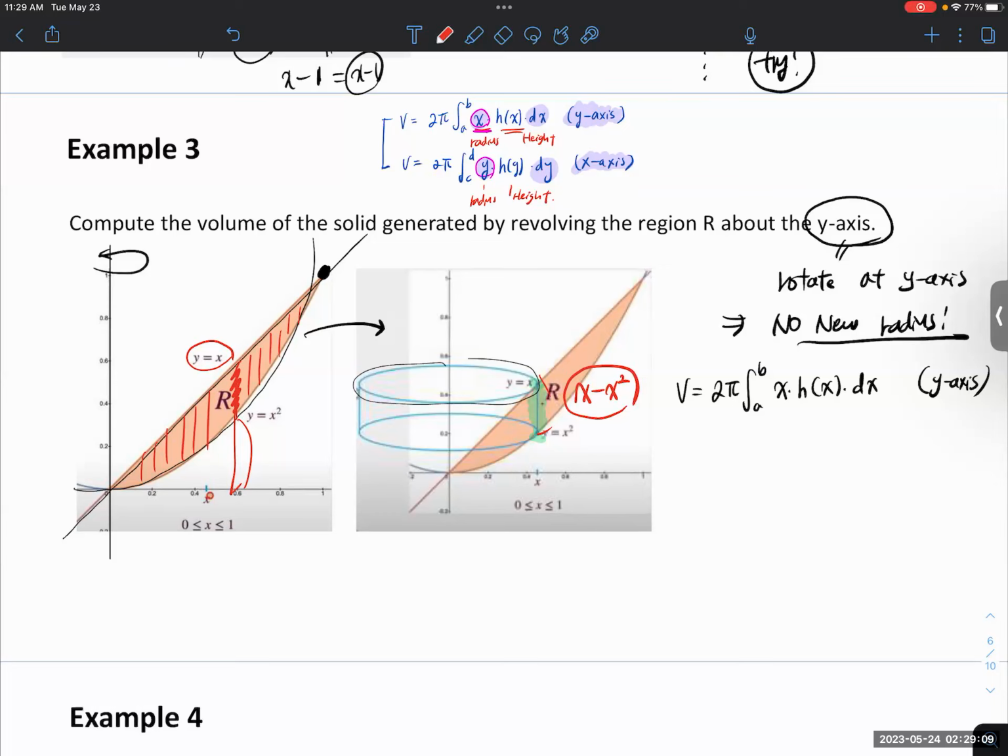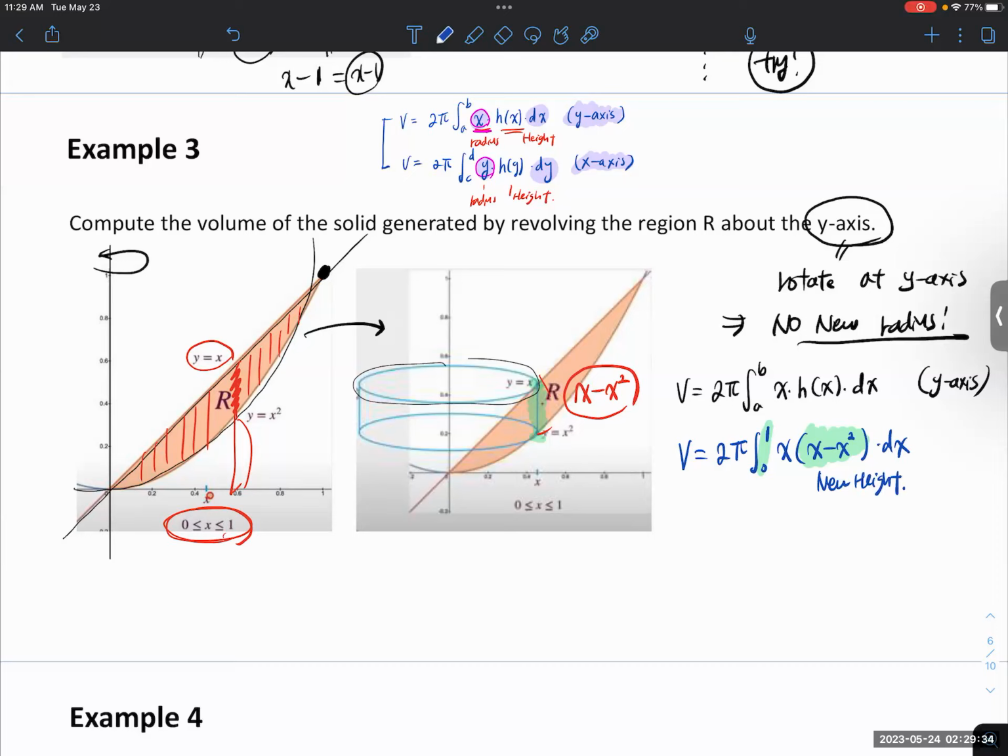And they say exactly x is going to be 0 to 1. The interval is given. So therefore, if you write it, 2 pi from 0 to 1, x is the same, but then the height is new. So only the height is new and 0 to 1 is given. Only new height. Are you okay with that?